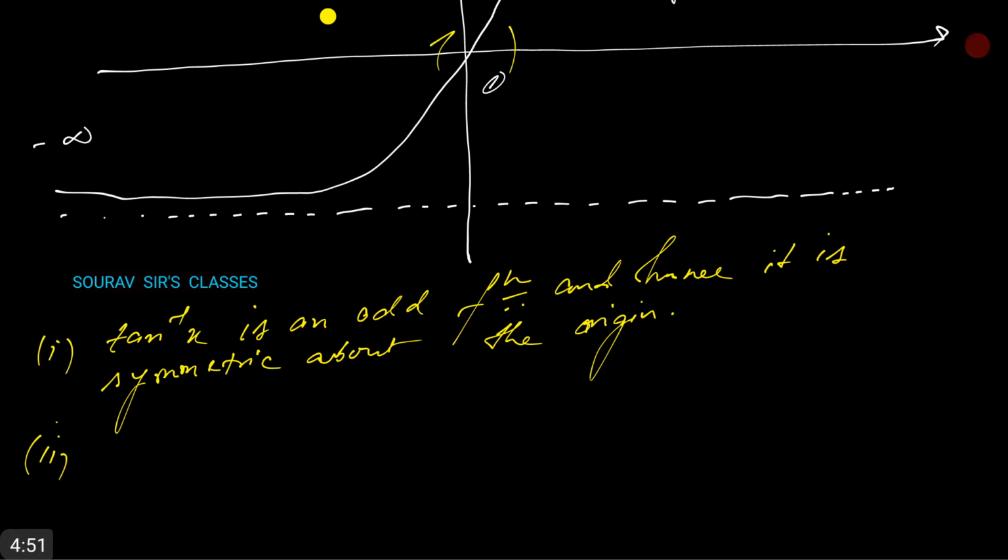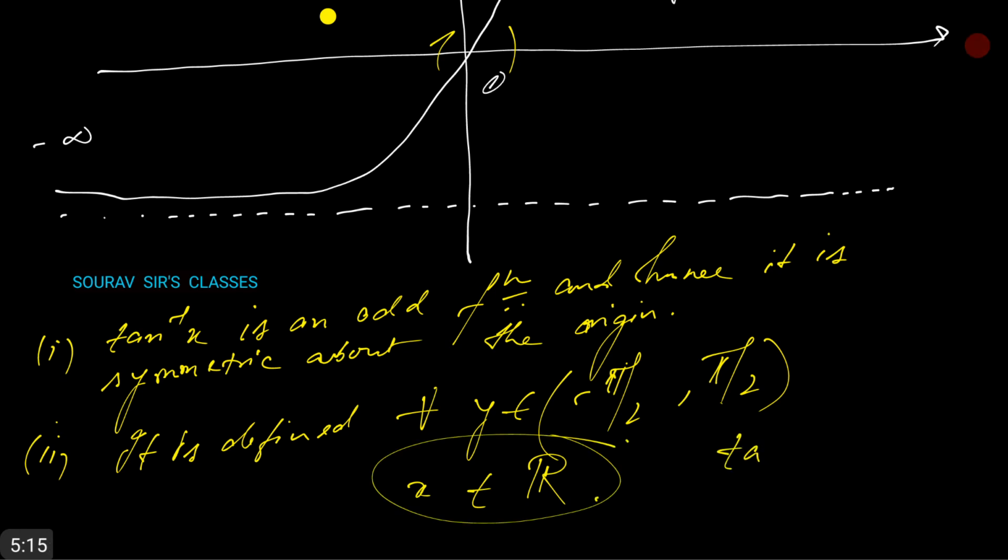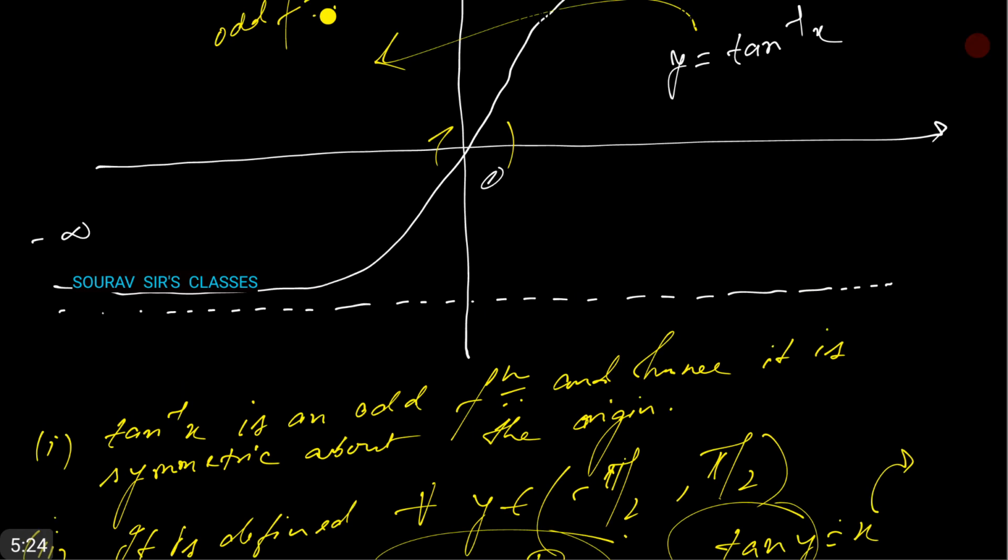So we'll write that it is defined for all y belongs to minus pi by 2 to pi by 2, hence and x belongs to R. Since tan y equals x and x can be any real number, we have x belongs to the set of reals.